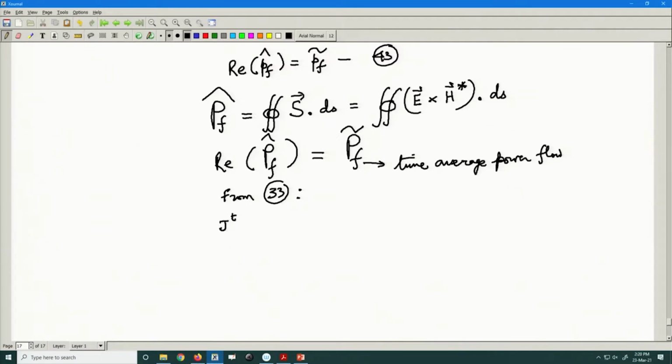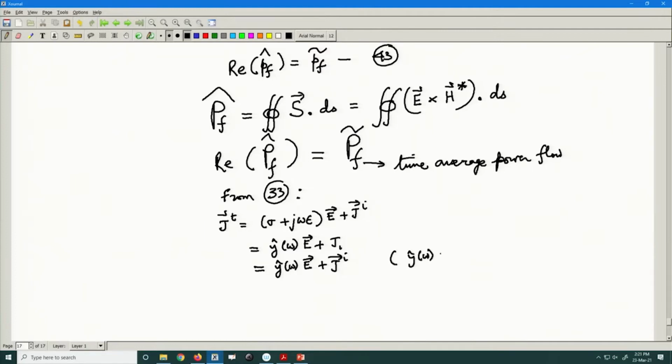J t is (sigma plus j omega epsilon) E plus J I. So, we had J t is y cap omega E plus J I, where y cap omega is sigma plus j omega epsilon.